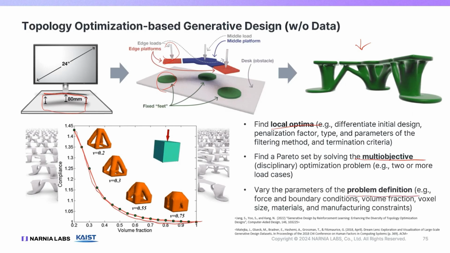Lastly, there is a way to change the problem definition. For example, if you change the constraints related to manufacturing or processing methods, you could end up with a completely different design.